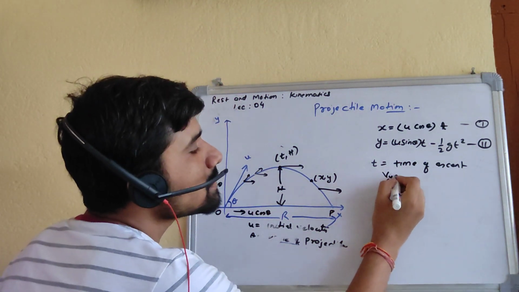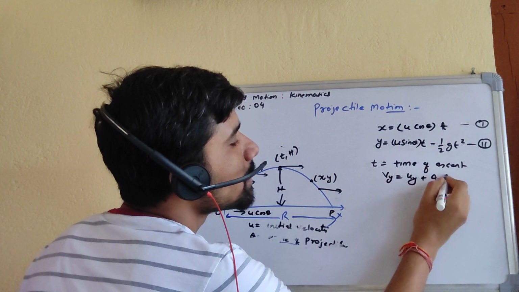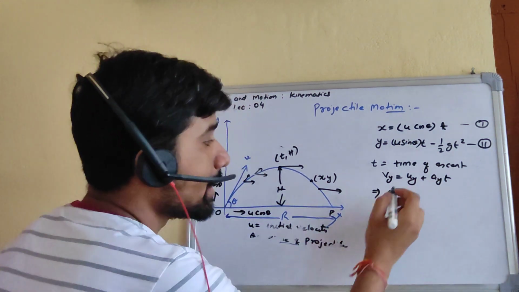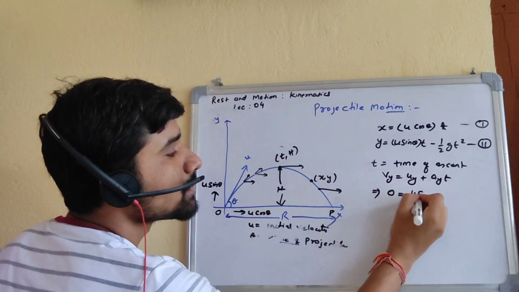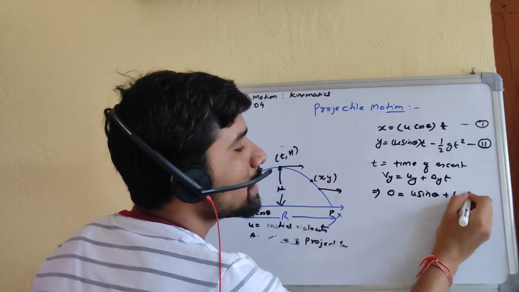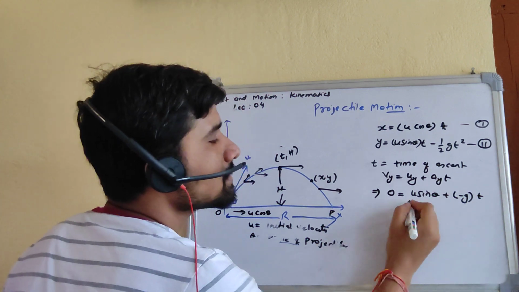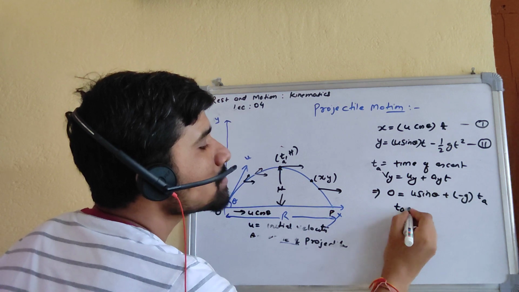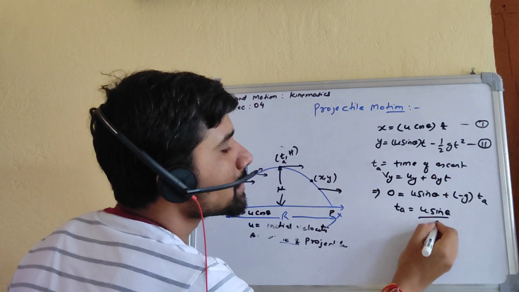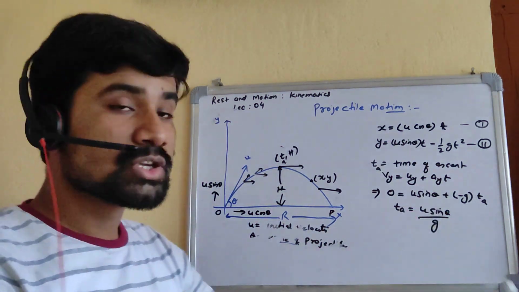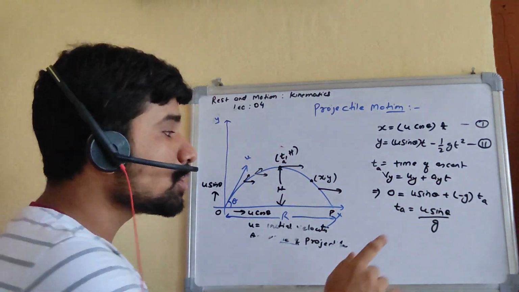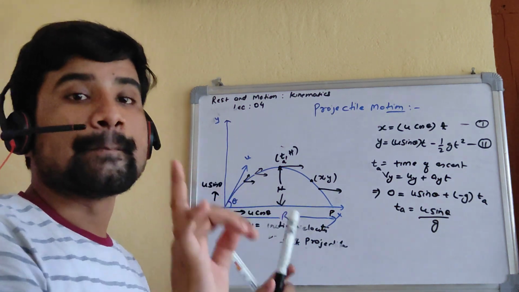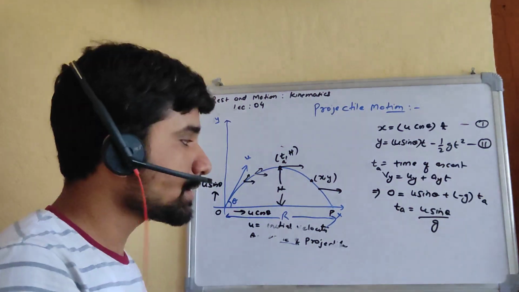So we know vy is nothing but uy plus ay t. Here at that point velocity is 0 in y direction. Initial velocity along y direction is u sine theta. Acceleration is obviously minus g, and t is my time of ascent. Let's call this Ta everywhere. Ta, time of ascent. So Ta becomes u sine theta by g. So at this value of time, my projectile is at maximum height, right?